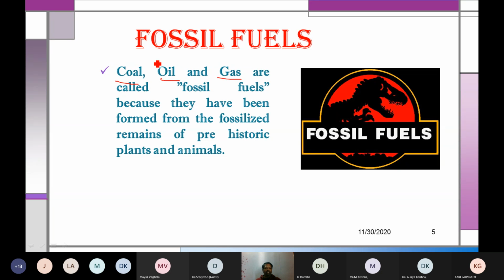And why it is called fossil fuel is because of the fossilized remains of plants and animals. They have been created, and the remains of the plants have been converted into coal, whereas the animals got deposited and have been converted into oil. That is the history we see. So these things are called fossil fuels.